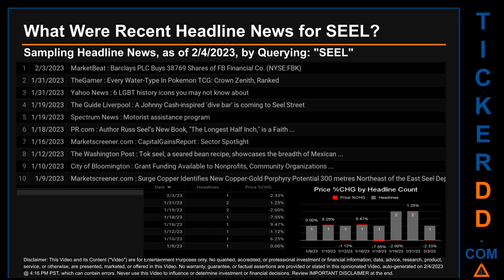Wednesday, January 18, 2023 was the day with the highest percentage drop in price when we compare opening versus closing price for the ticker. The day saw a drop of -7.55% when SEEL opened trading at 1.06 and closed at 98 cents. There was one found headline when PR.com published the headline that read, Author Russ Seal's new book, The Longest Half-Inch, is a Faith.